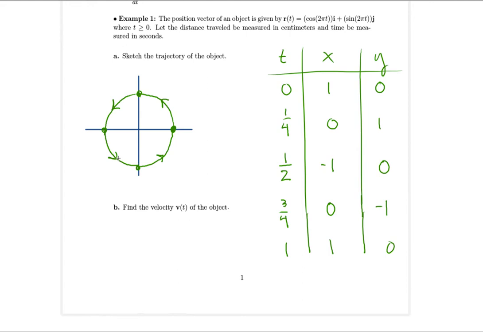All right, now in part B, it asks us to find the velocity of this object. So we know that the velocity vector is just the position vector's derivative, r prime of t.